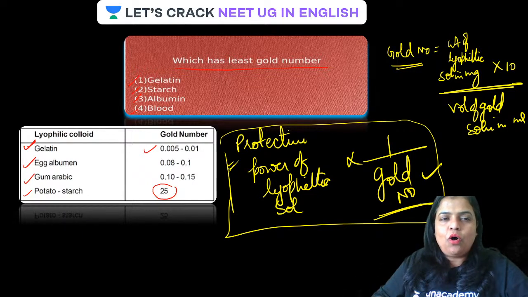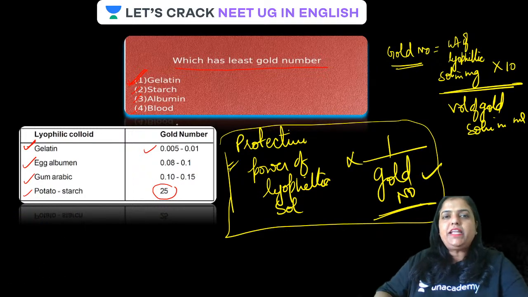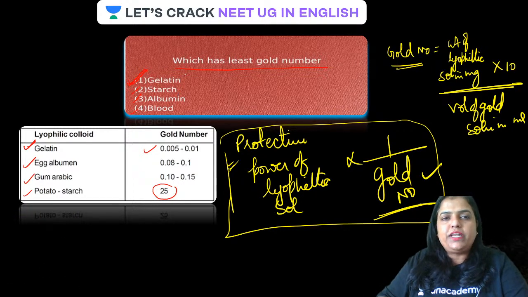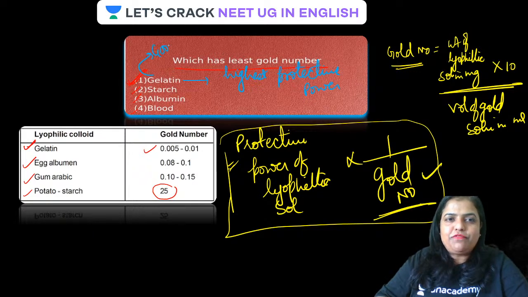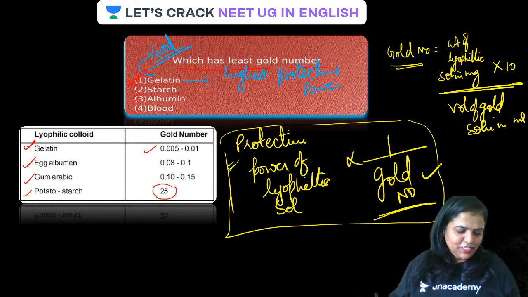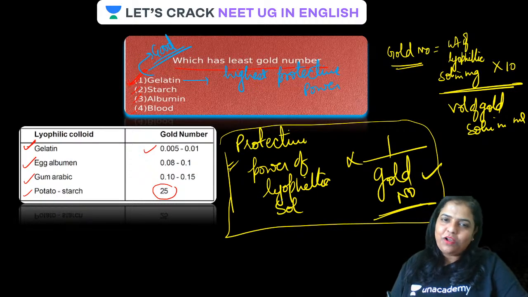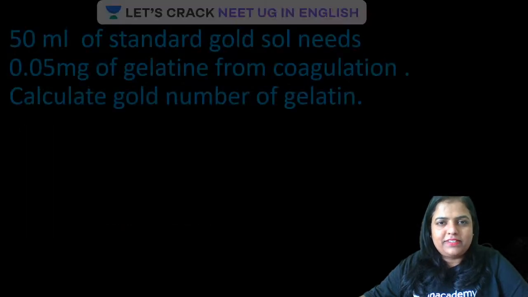So out of all, guys, always remember gelatin. Gelatin is having the least gold number, or gelatin is having the highest protective power. So G for gelatin, G for good protective salt. All clear, guys? Let us make it even clearer with numericals.